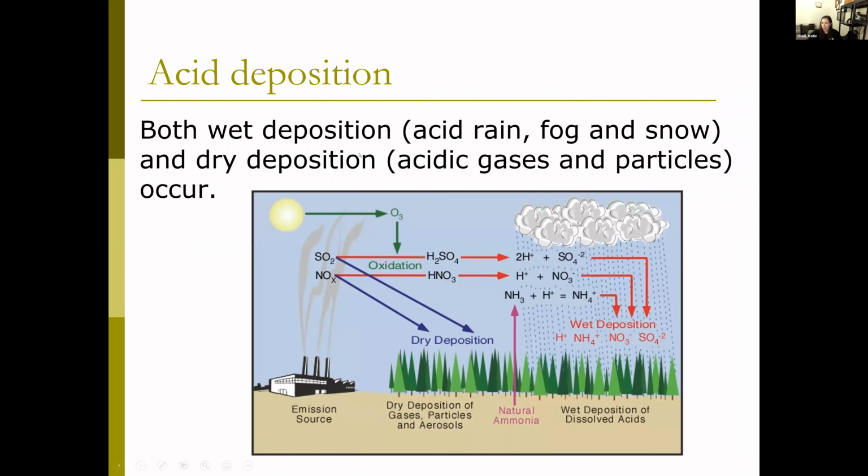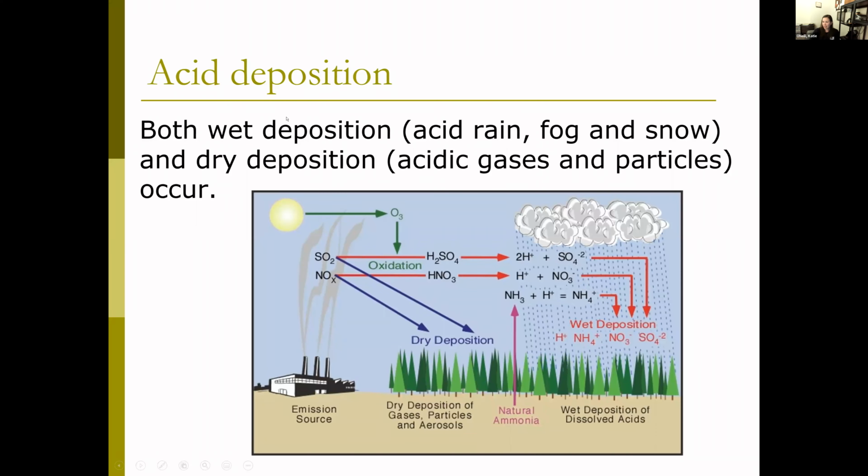We call it wet deposition when it's leaving as a liquid, such as in rain, fog, or snow. And I know fog kind of seems like a gas, but it's actually a mixture. We call it a colloid when there's two different phases in a mixture. It's a solution of gas and liquid. So it's foggy because it has liquid particles of water mixed with the air particles, and that's the fog. So it has liquid particles in it.